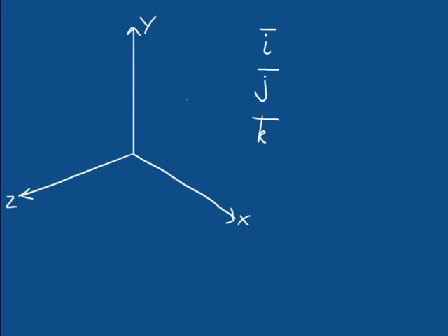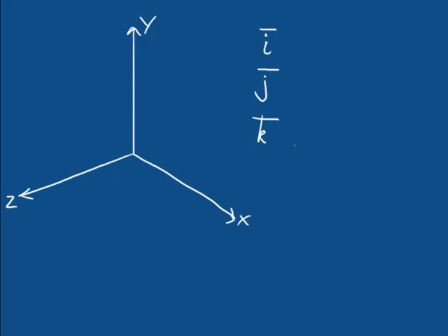And that's that each of these vectors runs in the direction of one of our Cartesian axes. So our i vector is going to run in the same direction as our x-axis. Our j vector is going to travel in the same direction as our y-axis. And our k vector is going to travel in the same direction as our z-axis. So we have x, y, z, and we have i, j, k.